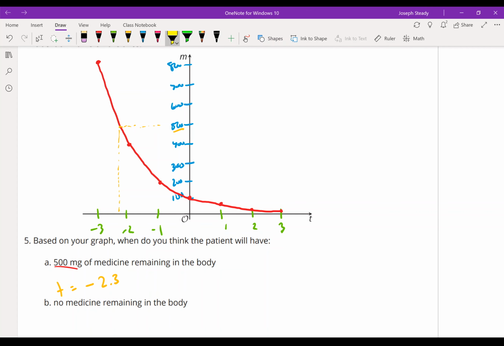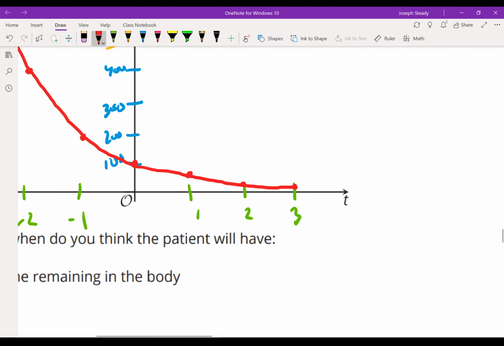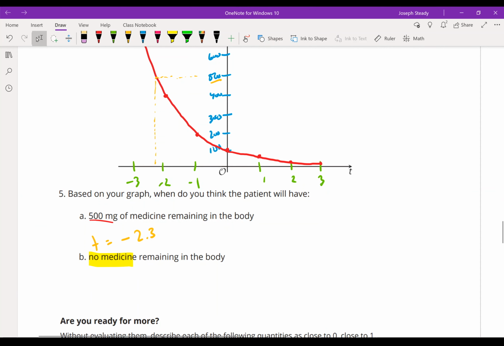And then the next one's a little bit of an interesting question. When will they have no medicine? So our graph has not actually hit the point of having no medicine yet. It's getting close. We only have 12.5 milligrams. But if you think about it, the next step is going to be 6.25, then 3.125, and then it's going to keep getting smaller and smaller and smaller from there. If I just keep cutting the value in half, one very reasonable answer here is that there will never be no medicine.